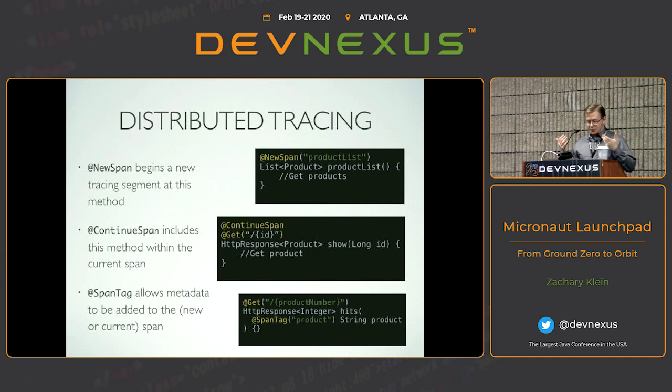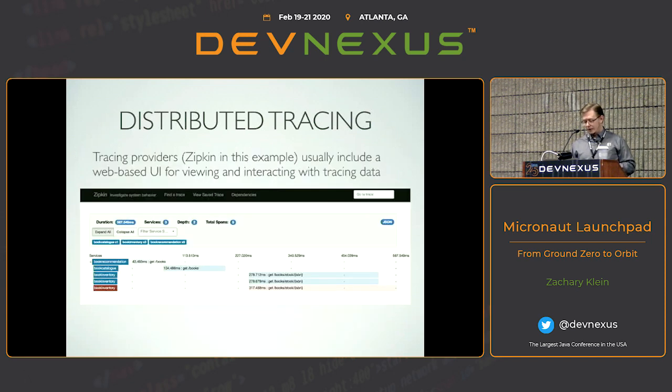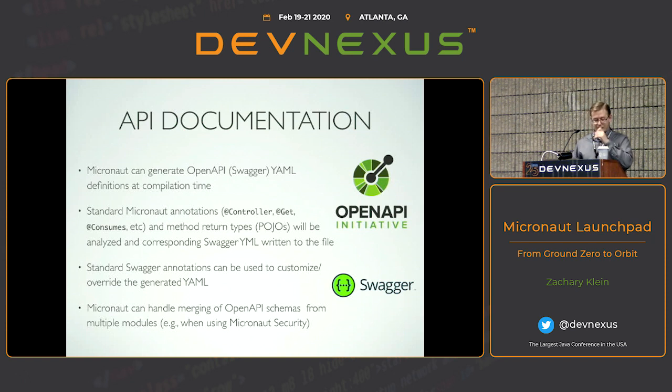So once tracing is enabled, Micronaut provides several annotations that let you actually customize the trace, add metadata, or tags as they're called, and kind of control how the trace is subdivided. If I want to create a new segment in my trace for a specific method call, or if I want to fold that method call into a longer span. And we also define an instance of the tracer interface, which is defined by open tracing, so you have complete under-the-hood access to the tracing library that you're working with. And then, of course, you can view your trace results through the pretty UI provided by the library.